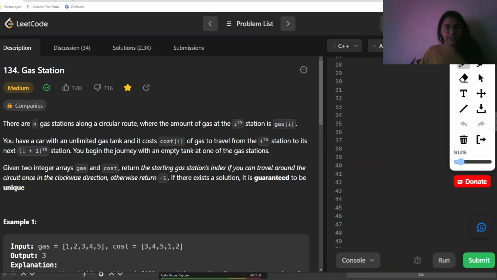So today we are going to do the Leetcode daily challenge, Gas Station. Let us first read this question, the constraints, and then finally the coding part for the same.